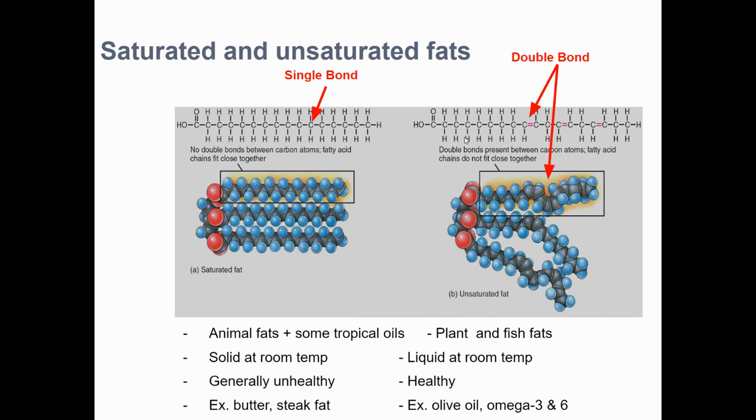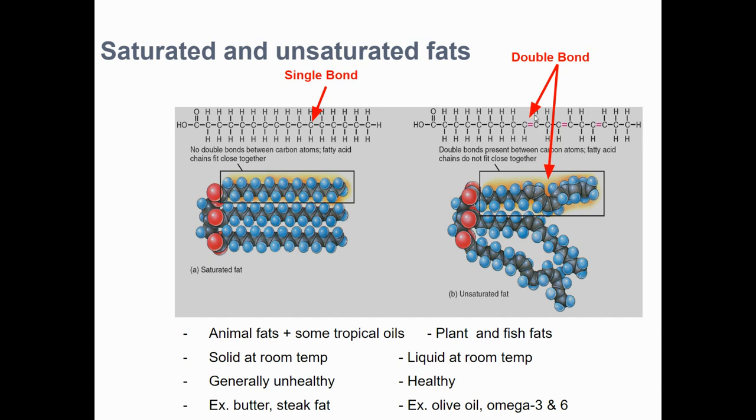Why? Because of double bonds. Double bonds put a kink in the hydrocarbon tail, and it causes those fats to not be able to pack in tightly. Whereas the saturated fats are saturated, they have the maximum saturation of the number of hydrogens that can be there. Every single carbon is surrounded by hydrogens.